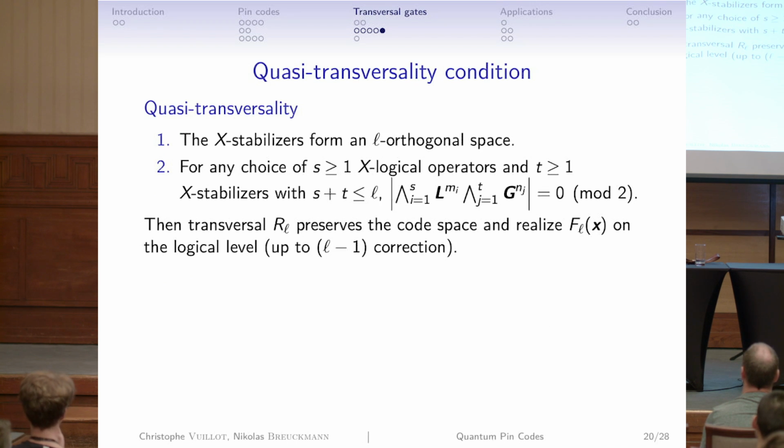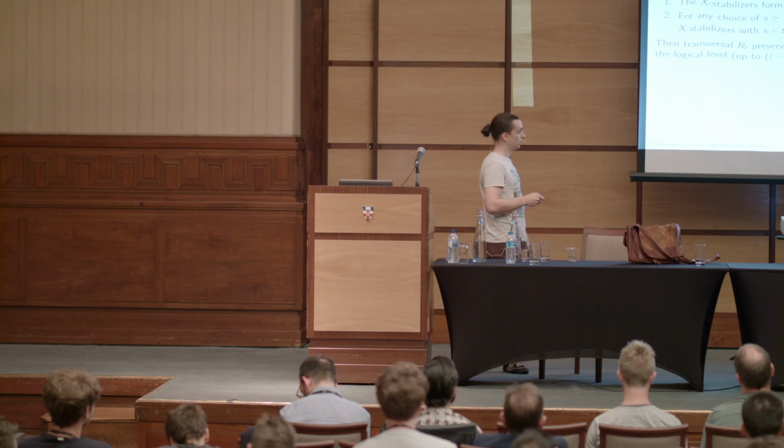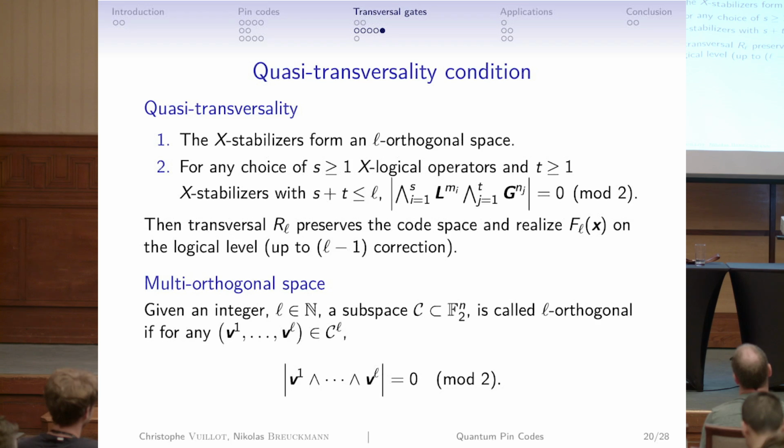Okay. Now let's look at the weaker condition, because that's easier to satisfy. The weaker condition is just telling that my X stabilizers now don't form an L-even space, but what I call an L-orthogonal space. And then for the intersection between X logical and X stabilizer, if you choose at most L of them with at least one logical and at least one stabilizer, the overlap always has to be 0 mod 2 and not more than that. And then you would have your gate up to some L-1 correction.